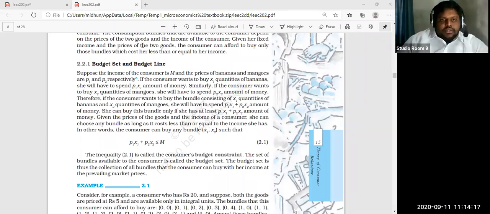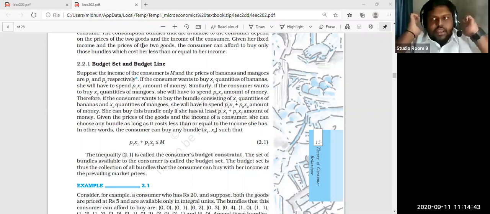Okay. So keep that in your mind, related to the amount of money. Similarly, if the consumer wants to buy X2 quantities of mangoes, she will have to spend P2 X2. Okay, P2 multiplied by X2 amount of money. Therefore, if the consumer wants to buy the bundle consisting of X1 quantities of bananas and X2 quantities of mangoes, she will have to spend P1 X1 plus P2 X2. Okay, listen carefully. I am unable to write. That's why I am showing this in the textbook.